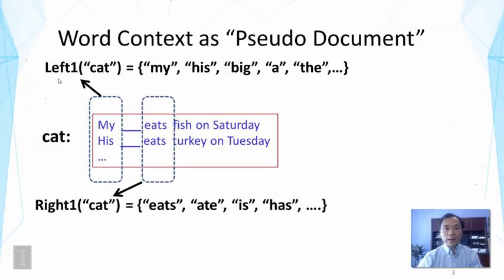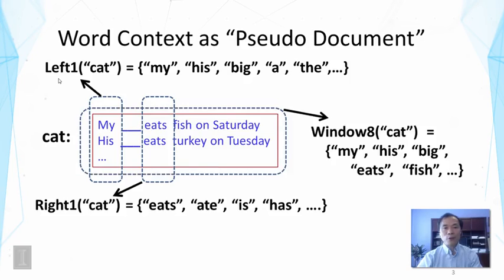Similarly, we can also collect the words that occur right after the word cat. We can call this context right one. And here we see words like eats, ate, is, has, etc. Or more generally, we can look at all the words in the window of text around the word cat. Here, let's say we can take a window of 8 words around the word cat. We call this context window 8. Now, of course, you can see all the words from left or from right. And so we have a bag of words in general to represent the context.